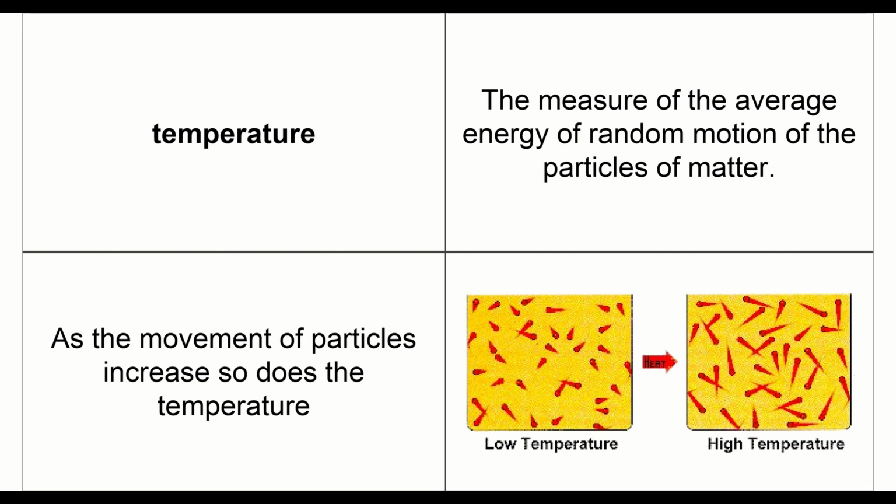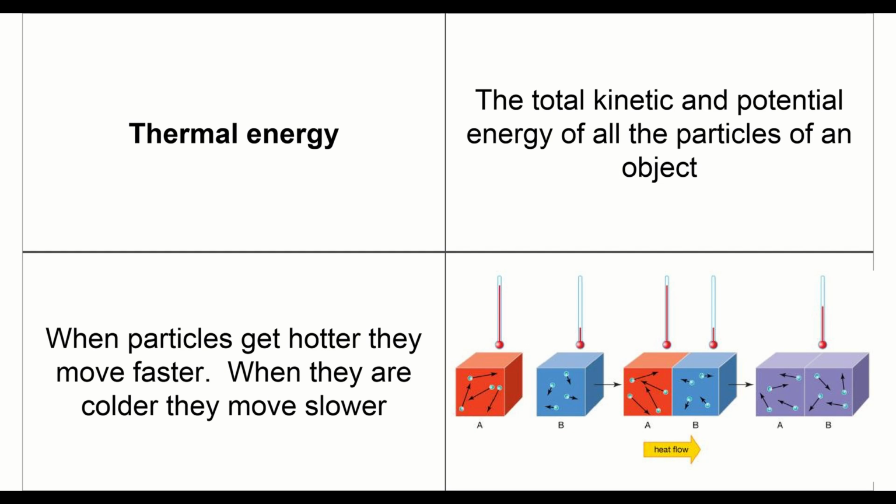So low temperature, we have these, and they're moving around. If we add heat, and heat then transfers, we get a really high temperature. You notice that these look like they're moving around a lot faster. And we've looked at images like this a couple of times throughout the year, so hopefully we're starting to get that idea. The one thing that typically always gets confused with temperature is thermal energy. Thermal energy is the total kinetic and potential energy of all the particles of an object. That's the key piece in that definition. Okay?